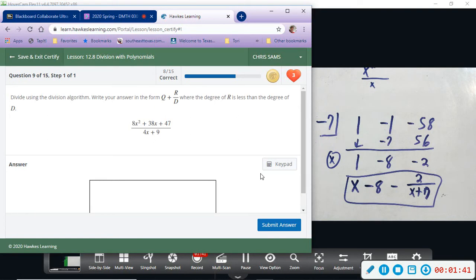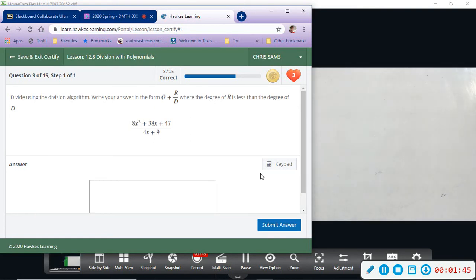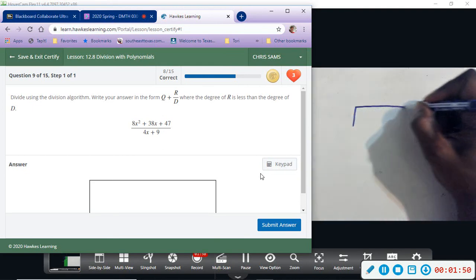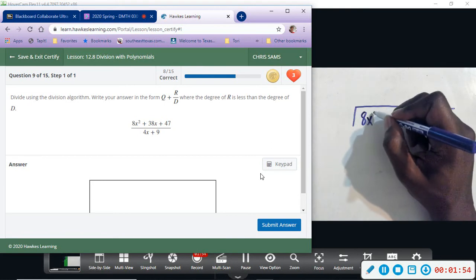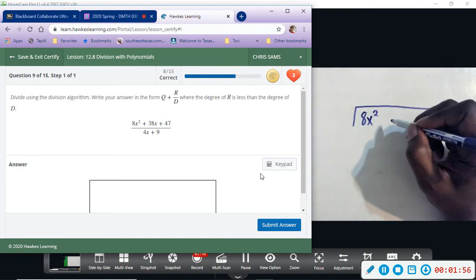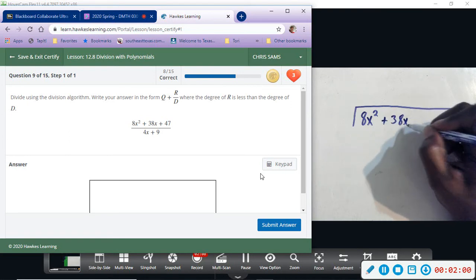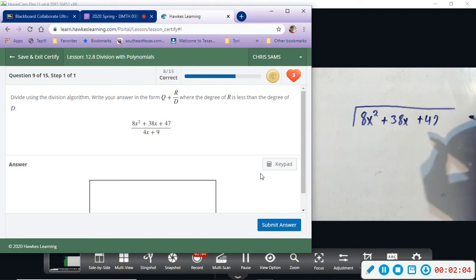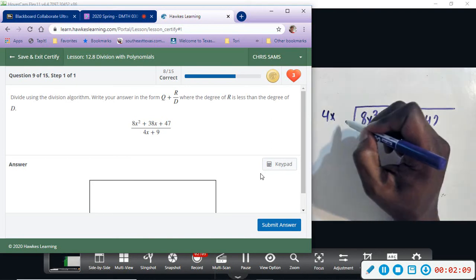Okay, this one will be best with long division since we have coefficients on our divisor. So top in, so that will give us 8x squared plus 38x plus 47. And then the bottom goes out, so 4x plus 9.